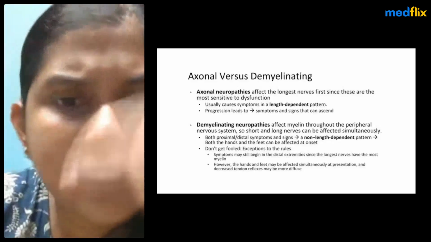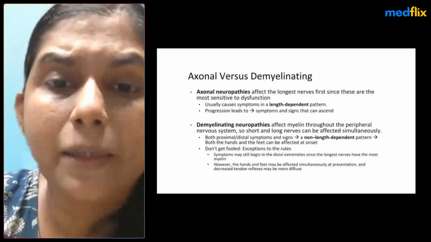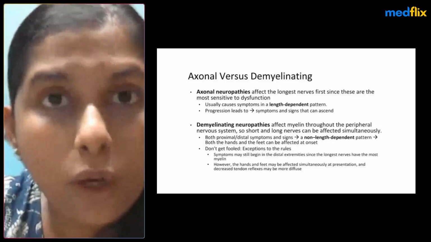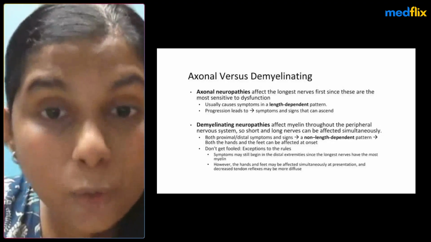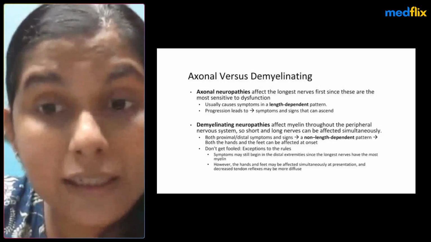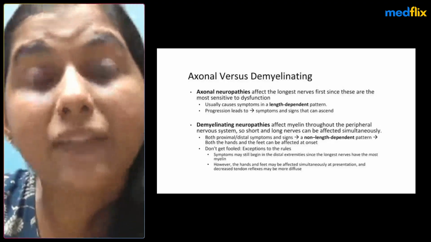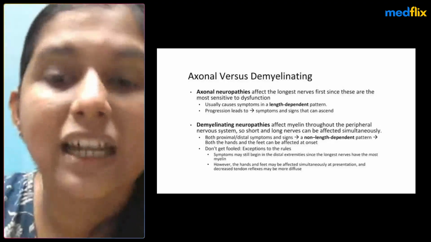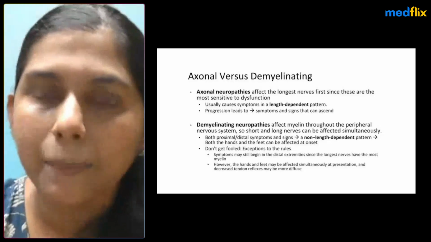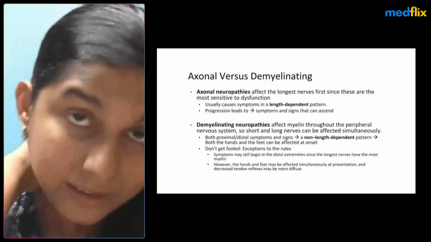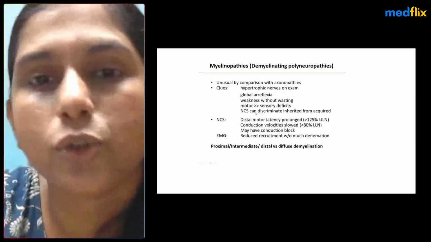So we have already discussed that axonal neuropathy affects the longest nerves, so there is a length dependent pattern. But to whatever I have told you, there are exceptions: even in demyelinating neuropathy, symptoms may still begin in the distal extremities because the longest nerves have the most myelin. Even here, hands and feet may be affected simultaneously, even though it is distal predominant, unlike the length dependent, where the progression had to be up to mid thigh for the hand sensations to be involved.